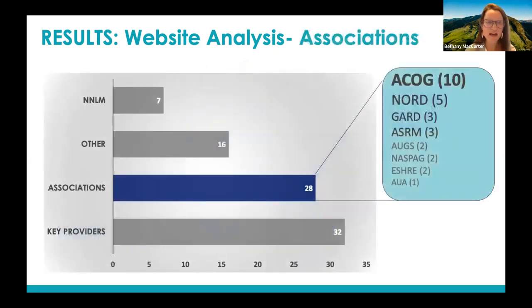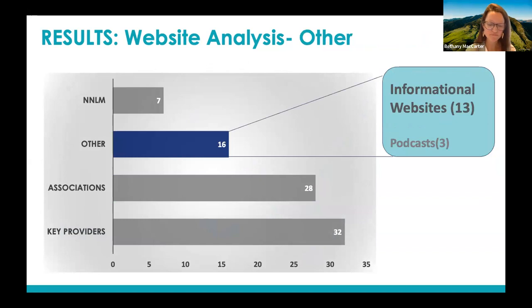Associations was the second highest category for websites. And from this slide, you can see some of the different associations that yielded results for our audit, with ACOG making up the majority of those materials. Other websites included mostly informational websites or blogs, but also provided links to some podcast episodes.